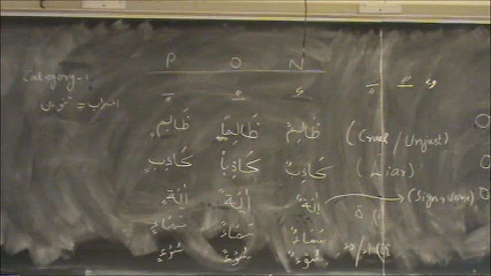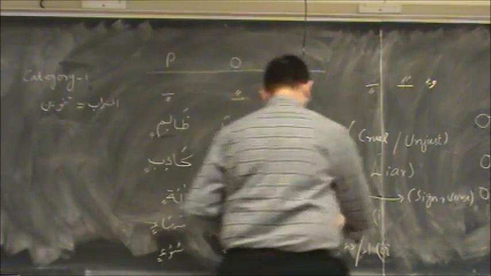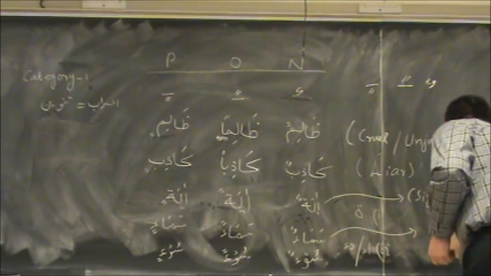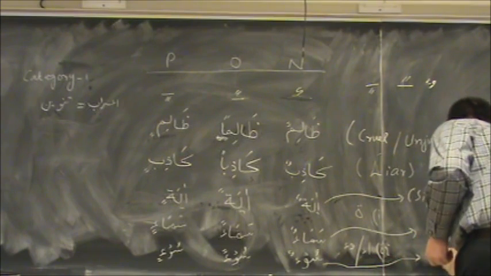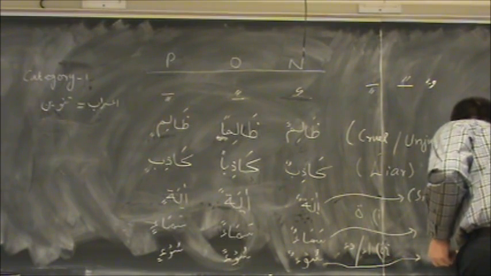So these are, and this covers the first category. Alright? Do you have any questions so far? Sama'un is sky and su' is evil.